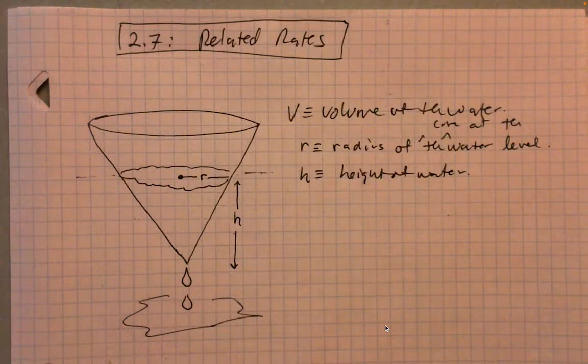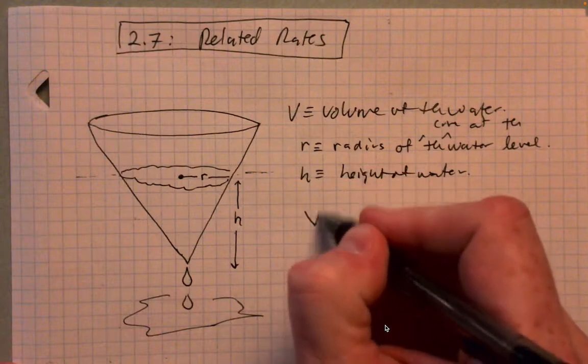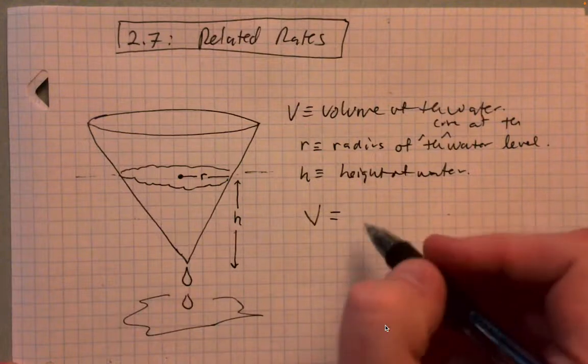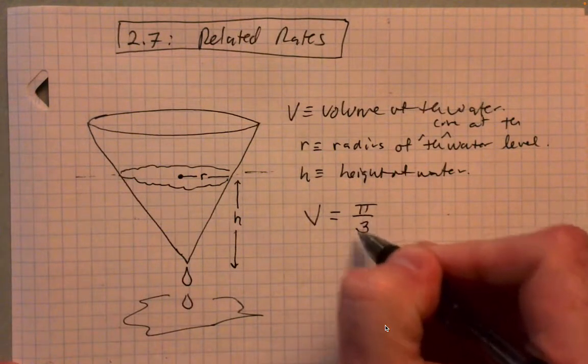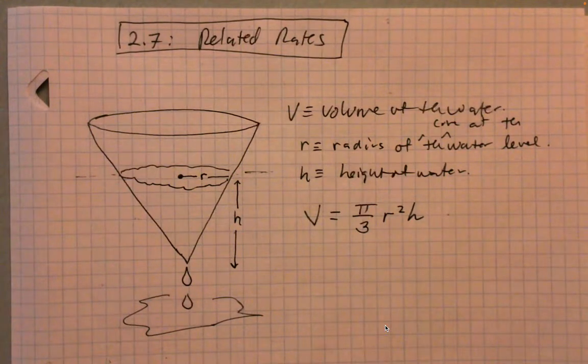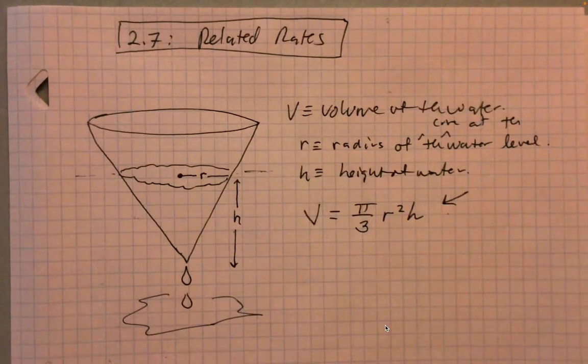Now all of these things are tied together by the following equation, which you may or may not remember from your geometry. The volume of a cone is equal to pi over 3 times r squared times h. So the height of the cone times the square of the radius of the base of the cone times pi over 3 will give you the volume of the cone. All right, so this is our key piece of information for this applied problem.